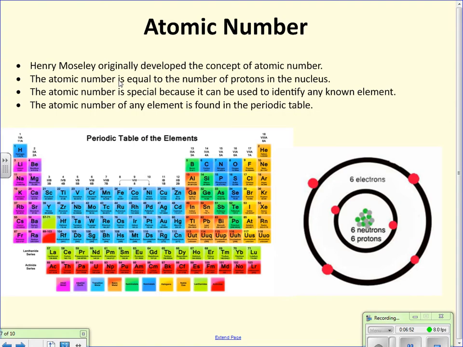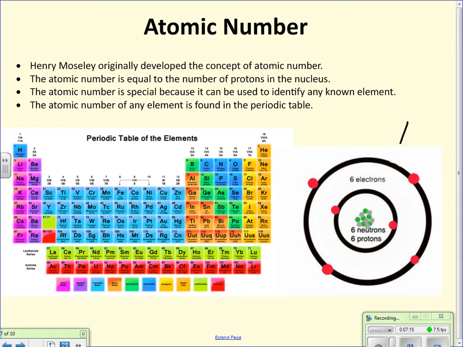So let's talk about atomic number. Atomic number was developed by a fellow by the name of Henry Moseley, and it's equal to the number of protons in the nucleus. Now the atomic number is very special because it's used to identify any known element. And the atomic number is found in the periodic table.